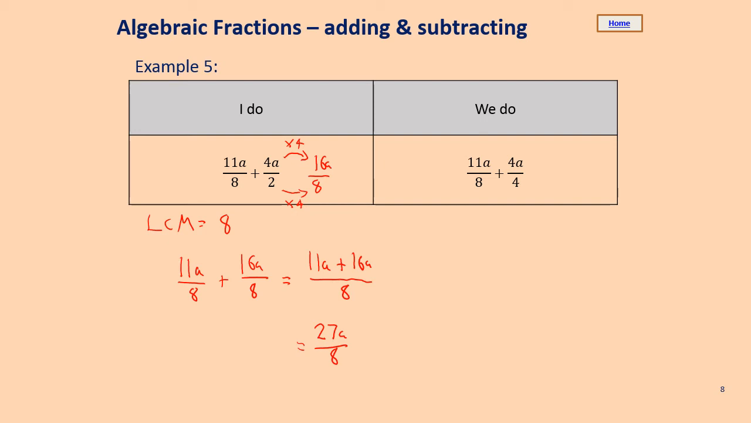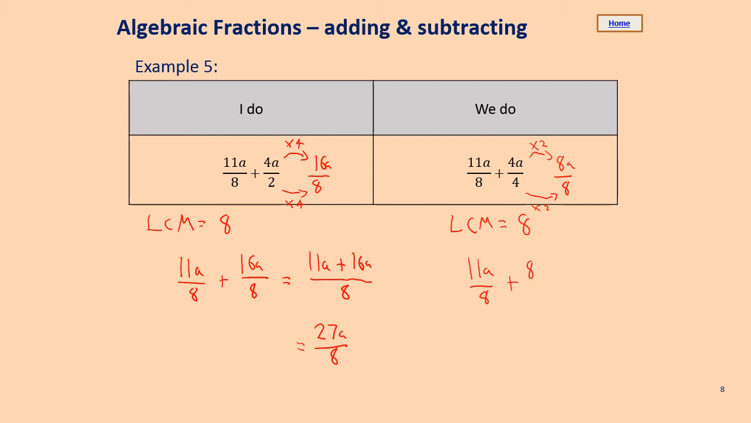Okay, so your first step should be asking, what's the lowest common multiple of 8 and 4? And again, it's going to be 8. Now this first fraction already has 8 as a denominator, so that's fine. I can leave that the same. The second fraction has 4, so we need to change that to something out of 8. Well, we've doubled the bottom, so we need to double the top. 4a times 2 gives 8a, so I've converted 4a over 4 into 8a over 8.